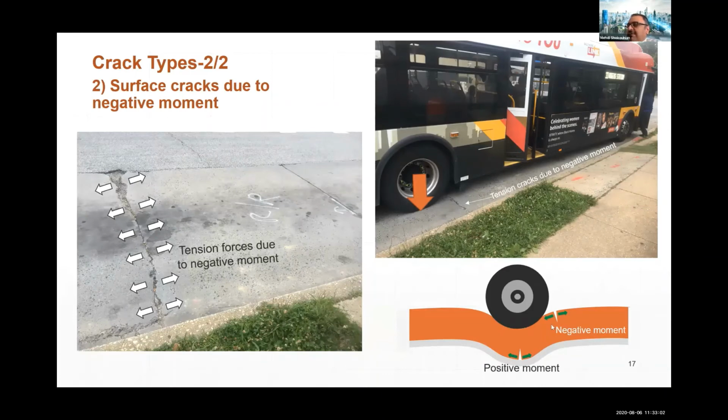The negative moment, as you see here, is obvious. But the positive moment causes cracks that are underneath the slab and are not visible. These are more dangerous than negative moments, because at least we can see the effect of the negative moments as surface cracks, but the positive moments cannot be seen.